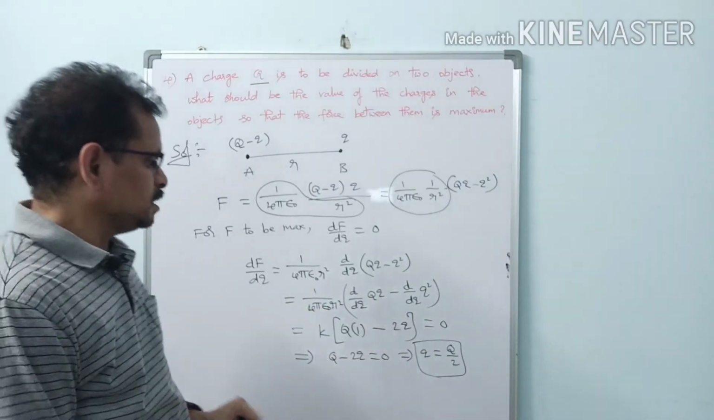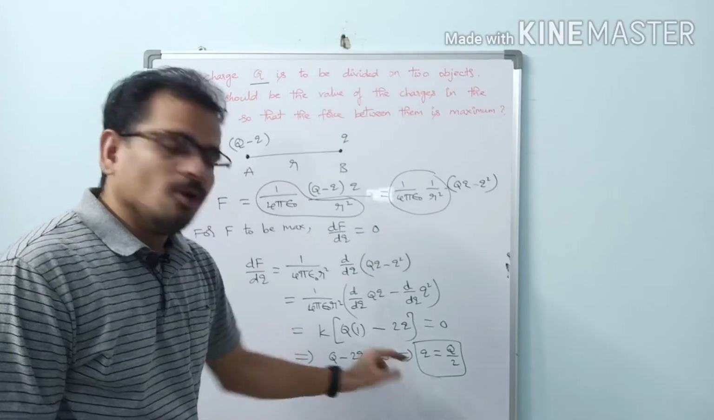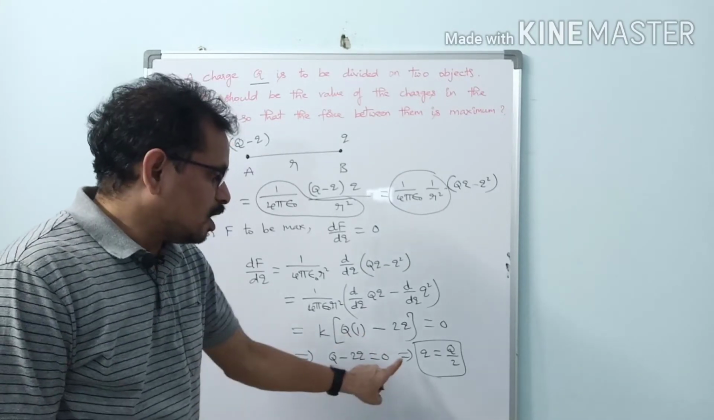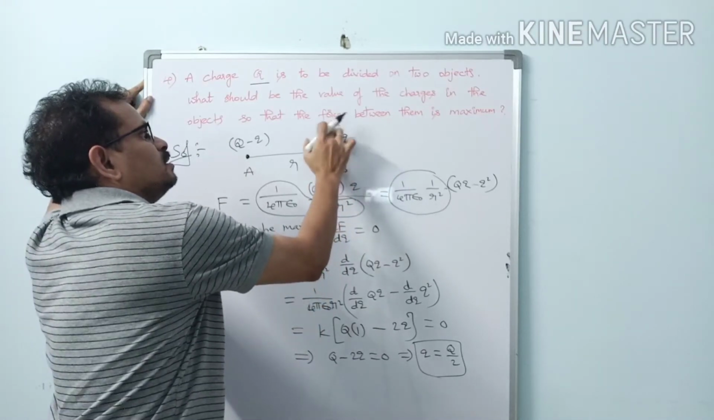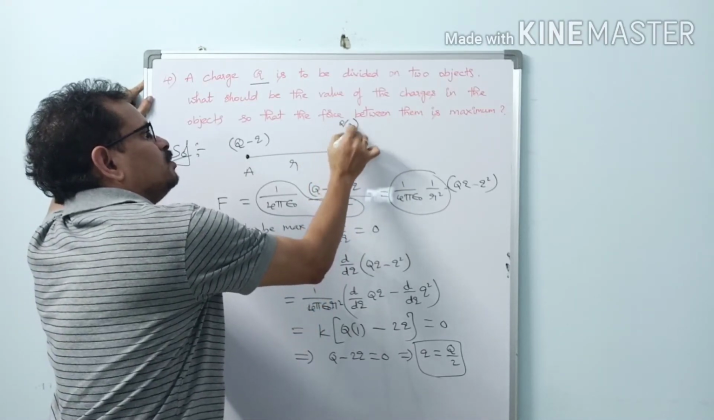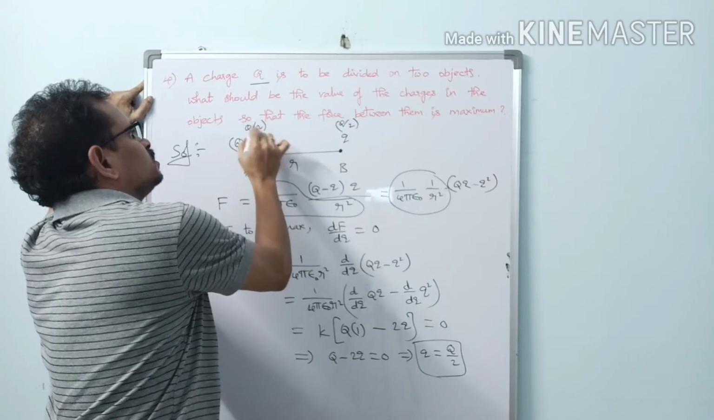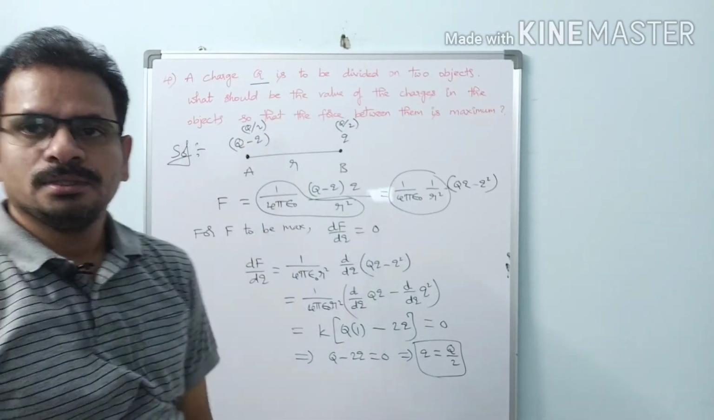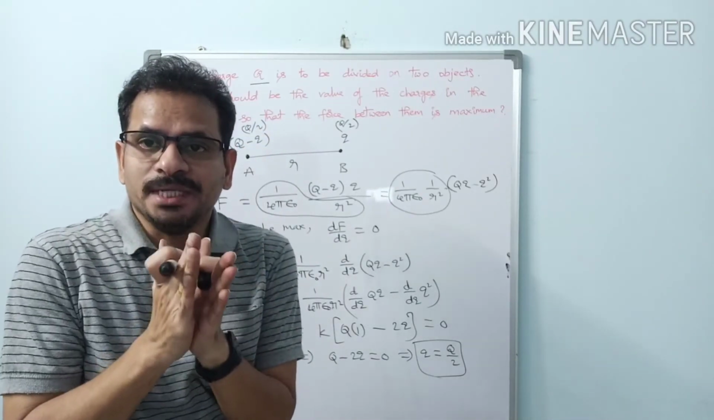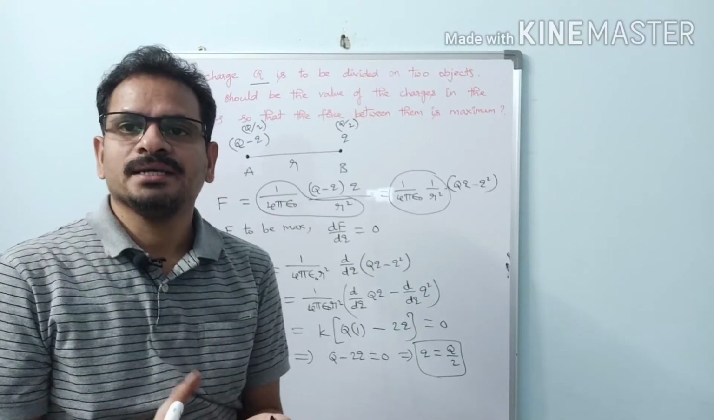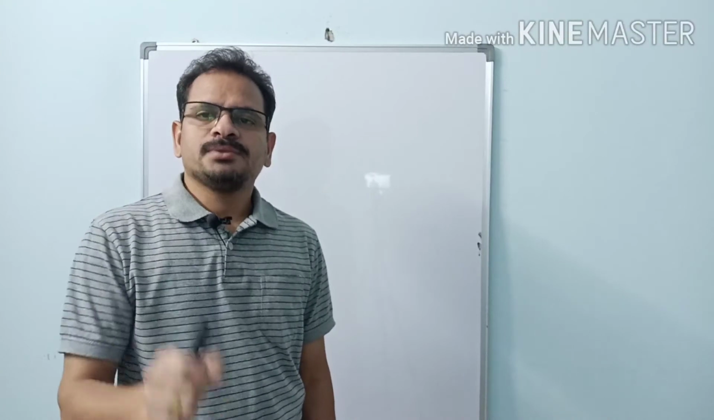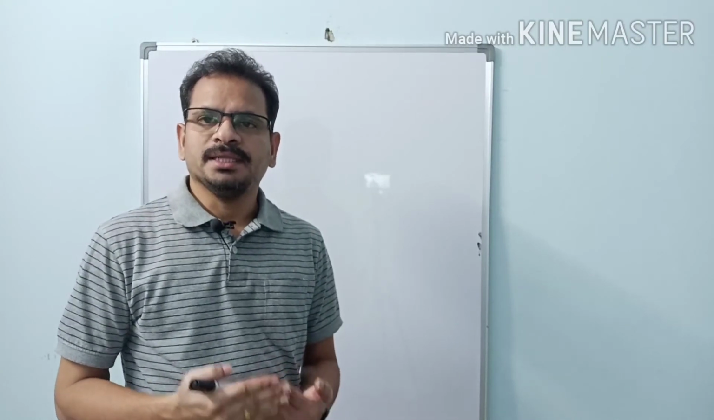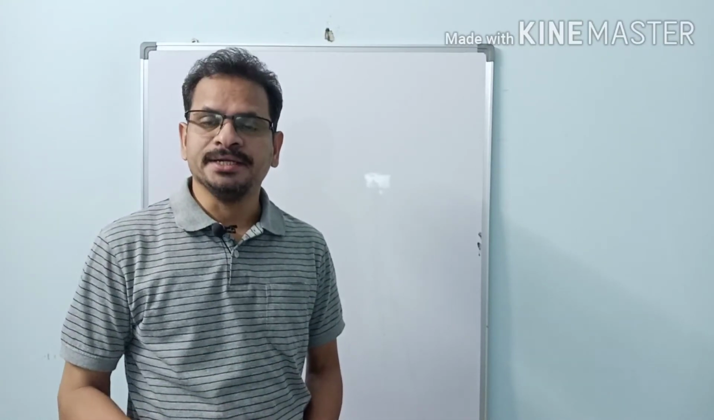So how much charge do we have to place here? Half of the given charge. So here it should be q equal to Q by 2, and here the charge is Q by 2. So we have to divide the charge into equal halves so that the force is maximum. Got it? For NEET students, generally they fear differentiation and integration.